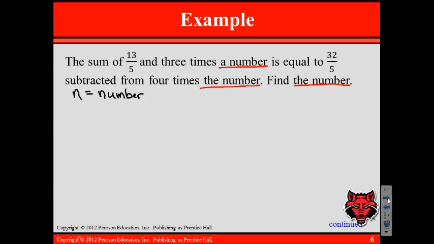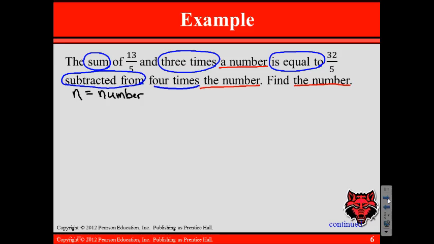So we start with the sum. 3 times, is equal to, subtracted from, 4 times. We have a few other additional pieces of information that will be useful and necessary. We have 13/5. We have 32/5.